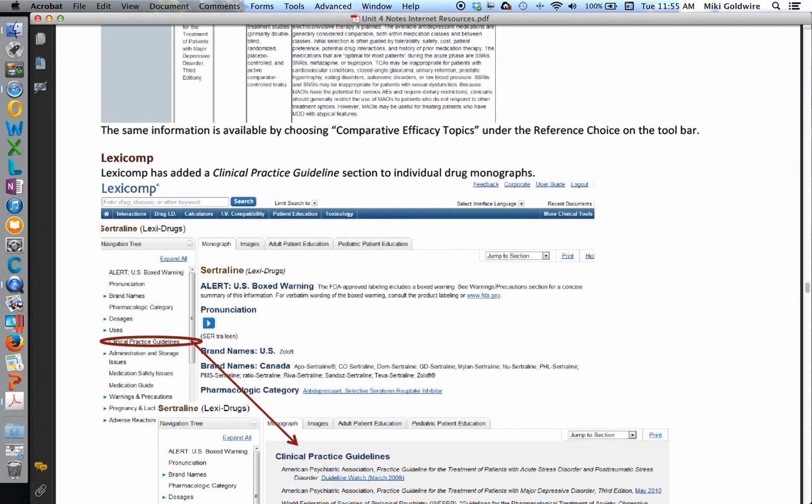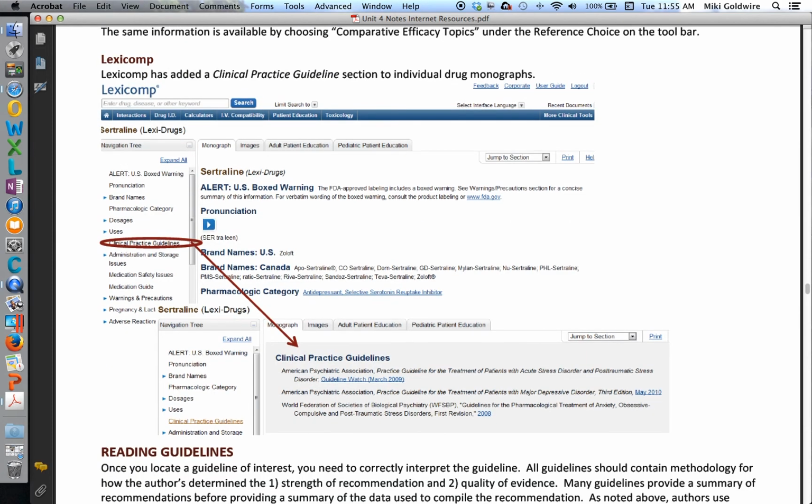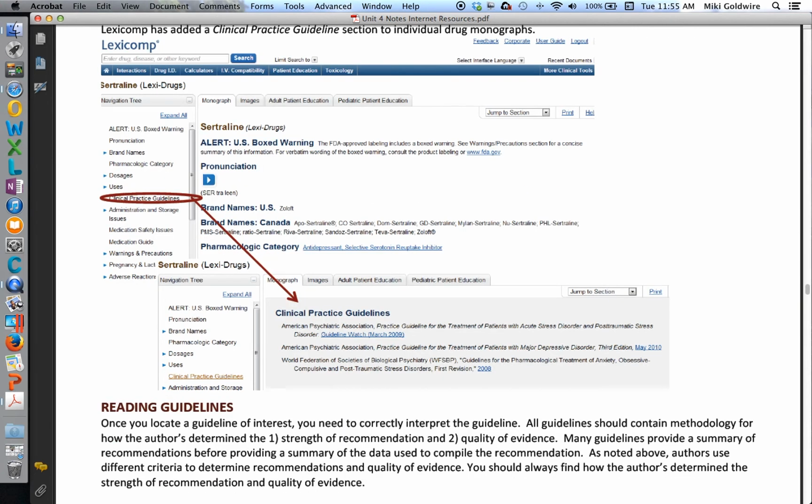Same with Lexicomp. They have recently added a clinical practice guideline tab. And again, Lexicomp will just provide you with the citation and the link. I've had good luck with Lexicomp getting the full text, but again, if you can't get the full text, go into the library site and search by journal name.